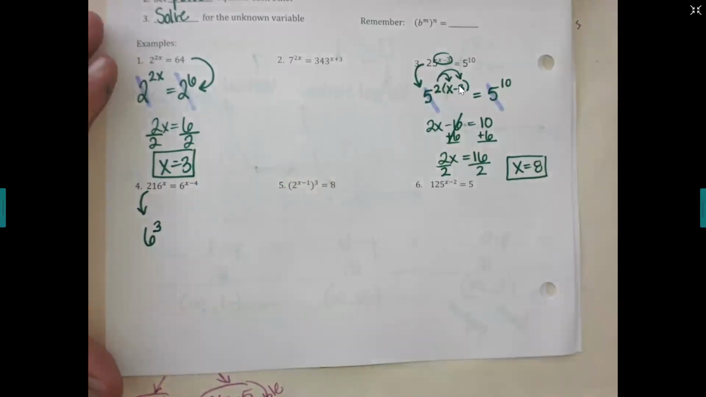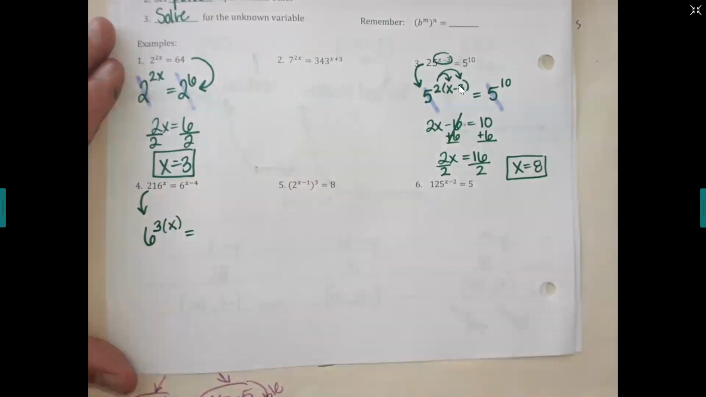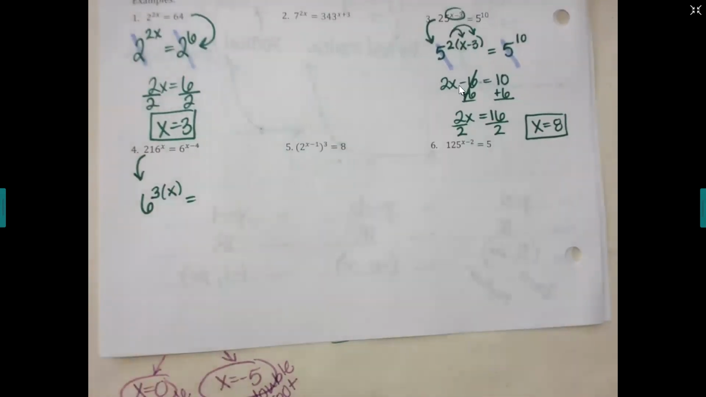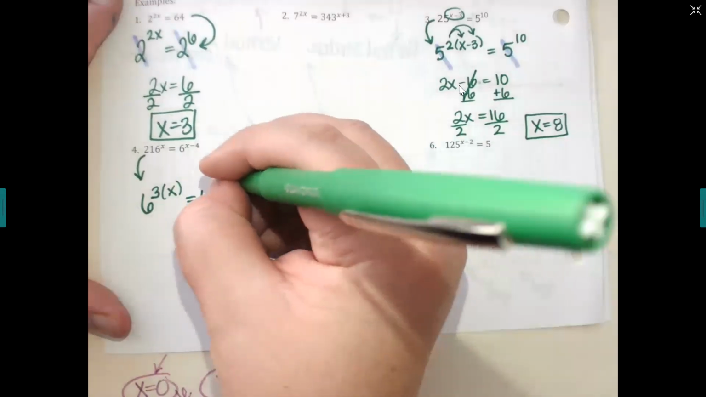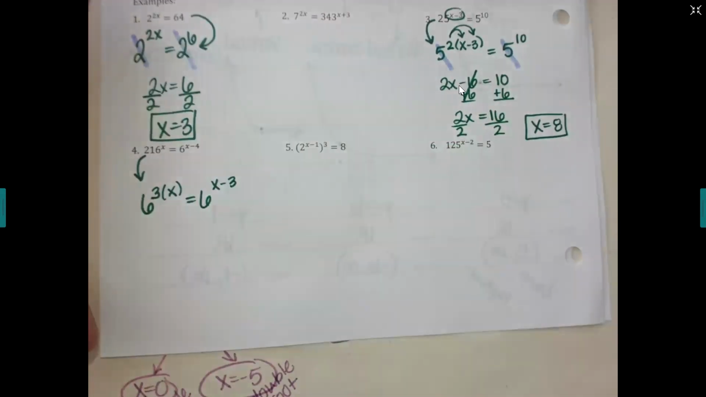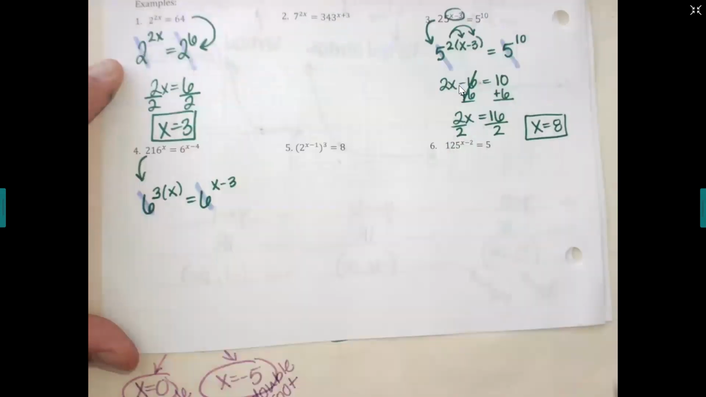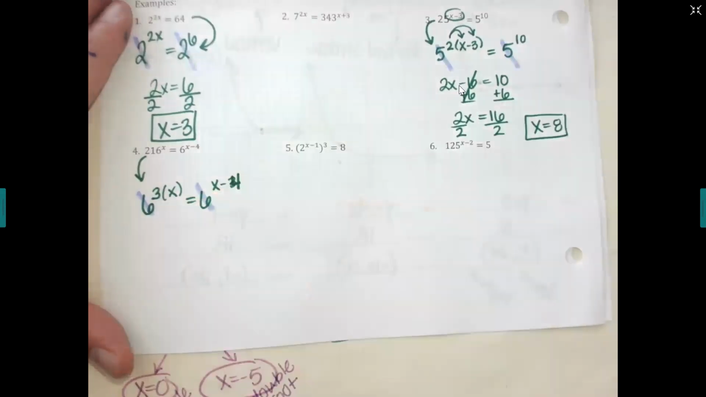Was there already an exponent over there? Yes, there was already an x, right? So I'm going to group that. Even though it's grouped by itself, just put it in parentheses. And then on the other side, I already have the 6, and I already have the x minus 3. Now that they both have a big 6 as the base, what can I do with that? Cross it out. Oh, I'm sorry, I wrote it down wrong. That is a 4. Thank you.